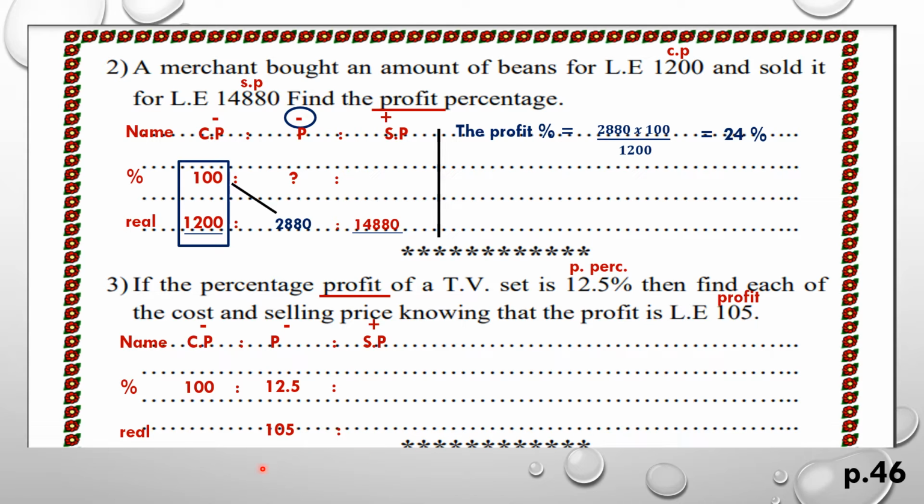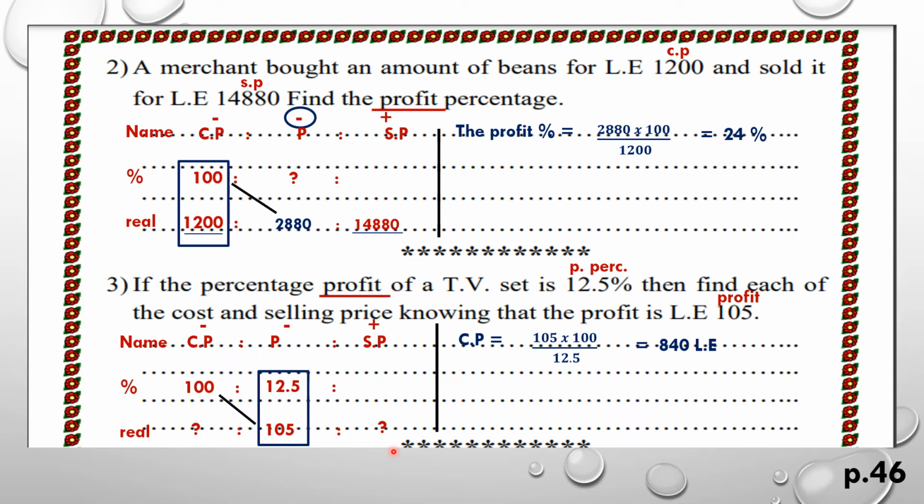Here we have it. Do we have a completed column? Yes, we have. What do we need to know? We need to find the cost price and the selling price. Here we have our completed column. We can find the cost price directly because we have a completed cross. So cost price equal 105 times 100 over 12.5, which is equal 840 LE.